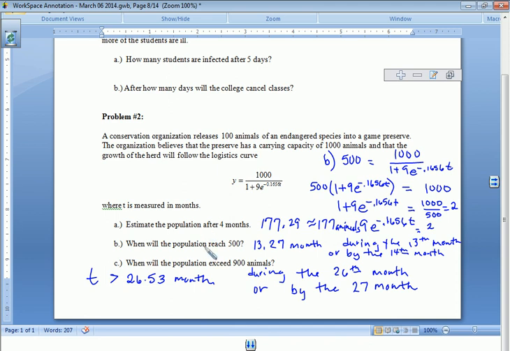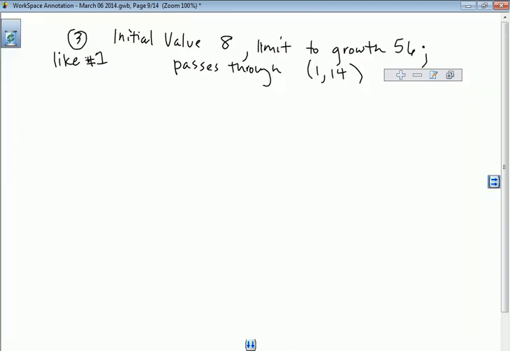So if you got A and B, then you know what you're doing. Okay. Let's look at a couple different problems. Now, number 3 is like number 1 in your packet. This is my example 3. These are extra notes. So if I told you we had an initial value of 8 and a limit to growth of 56, and it passes through the point (1, 14), could you model this logistic function?